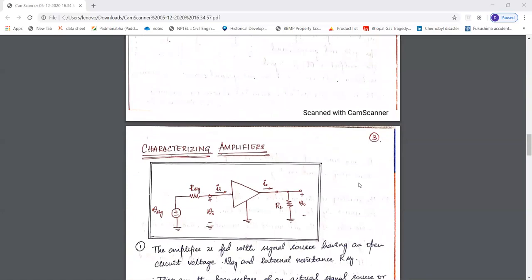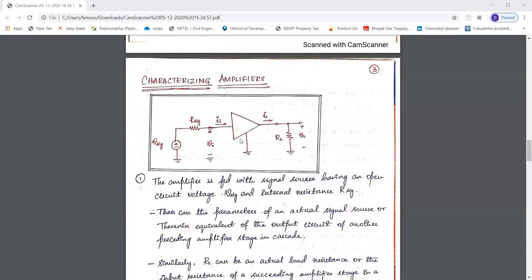So next topic we have is characterizing amplifiers. Consider this diagram wherein this is the op amp and the input signal is Vsig, and the internal resistance of the input voltage source is Rsig. The input current is denoted by II into the op amp, and the output current is denoted by I0, and this is the load resistance RL, and across this we will obtain the output voltage V0, and the input voltage to the op amp at this particular node is VI.